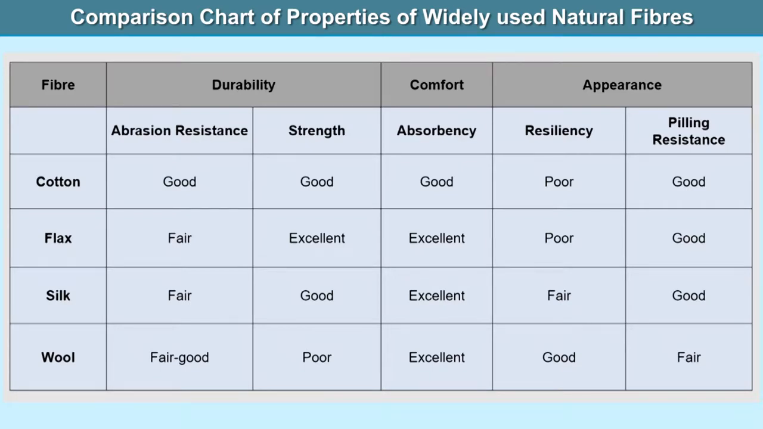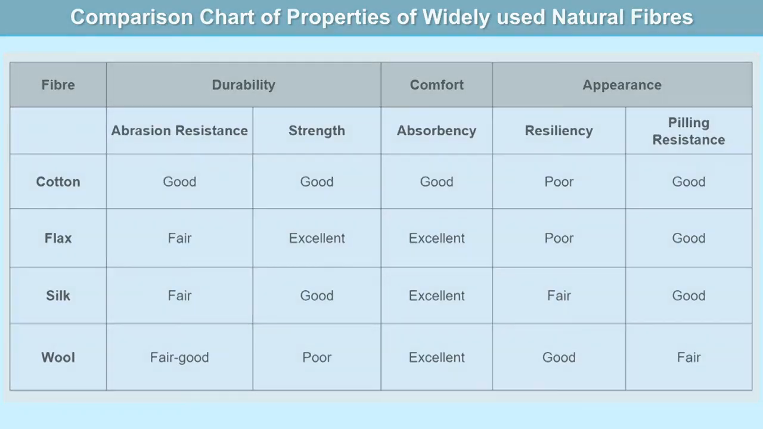good pilling resistance. As far as silk is concerned, it has fair abrasion resistance, good strength, excellent comfort absorbency, fair resiliency and good pilling. And wool is known for fair to good abrasion resistance, but poor strength. Comfort absorbency is excellent, resiliency is good and pilling resistance is fair.